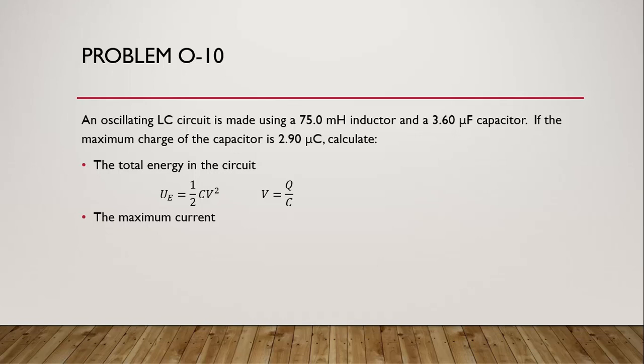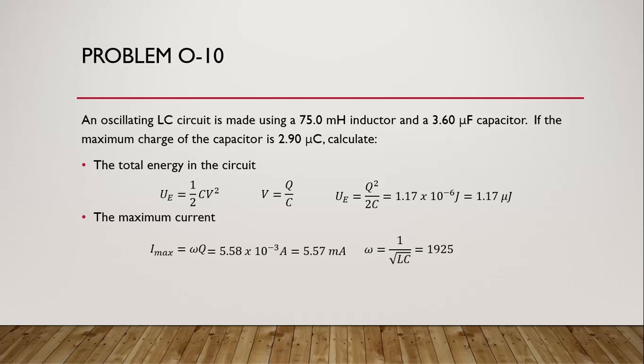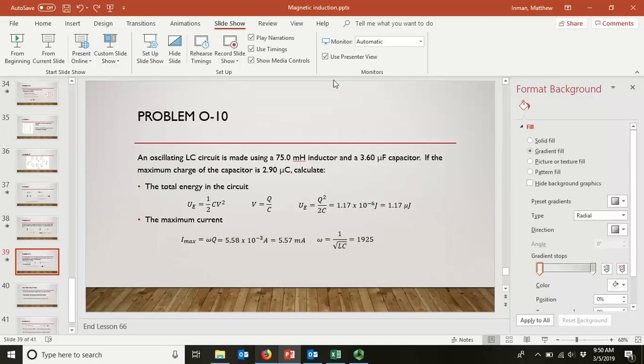Well, the voltage would be Q over C, right? So if we plug that in, we get Q squared over 2C, and so the maximum charge stored by the capacitor gives an energy of 1.17 microjoules. If we wanted to figure out maximum current, it's worth pointing out the maximum current and maximum charge are related to one another by this factor omega. And so if we calculate out omega, we can find the maximum current is 5.57 milliamps for this particular circuit. So those are a couple quick things we can do with LC circuits.